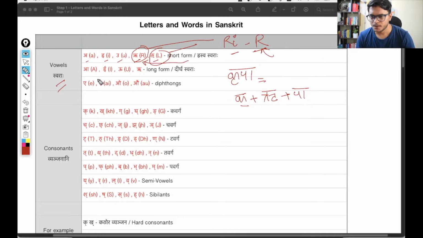Okay, we'll move forward. Then you have the long forms of these vowels, the dirghaswara. So these are the short forms, right? A, I, U. And then you have the long forms, aa, ee, oo, similar to a double a. So you have a single a and then you have a double a. So it is equivalent to that. Aa, ee, oo, long Ri. And then you have four extra vowels that are e, ai, o, au. And this entire set is all the vowels that we have in Sanskrit. Okay, so far so good.